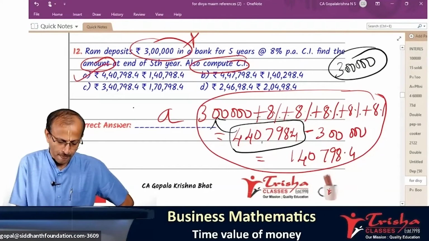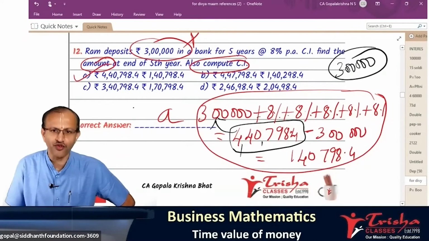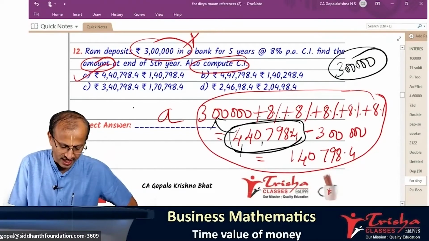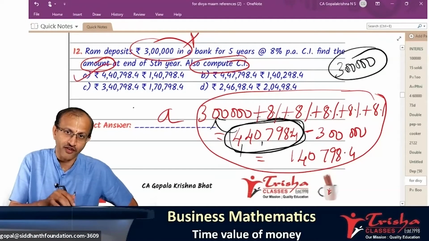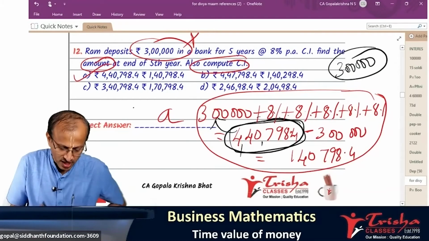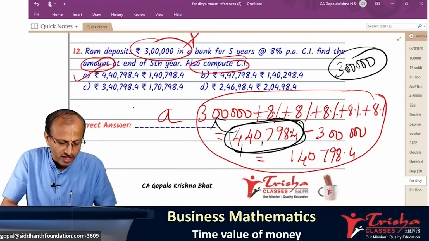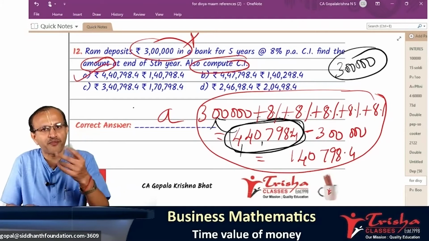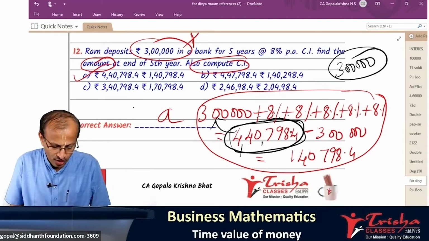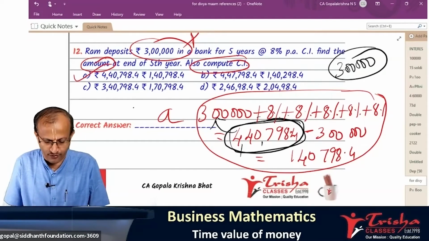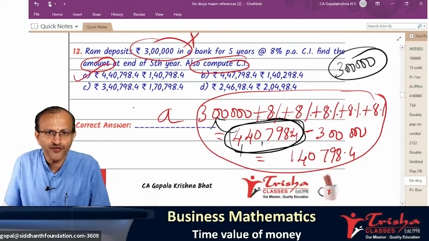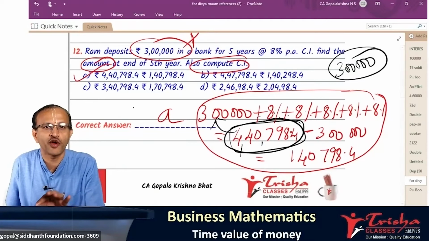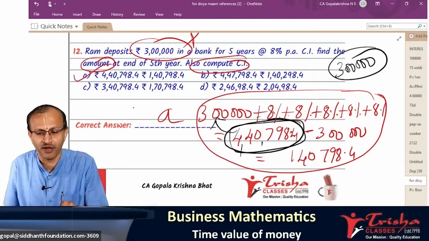Other method I will tell. All of you use calculator. 4,40,798 is there in the question. They have asked you what is the principal, reverse. I'm just telling you the reverse situation. If A is given, if P is the question mark, how do you do it? 4,40,798.4. All of you do divided by 1.08, not multiply, divide by 1.08.